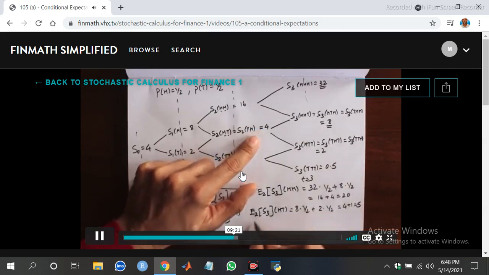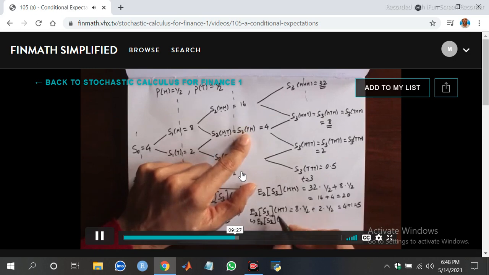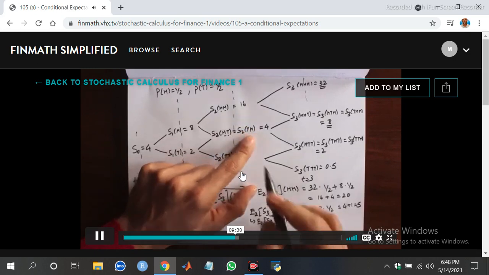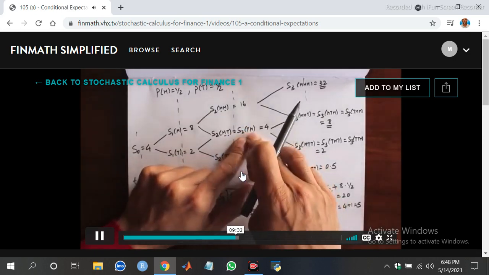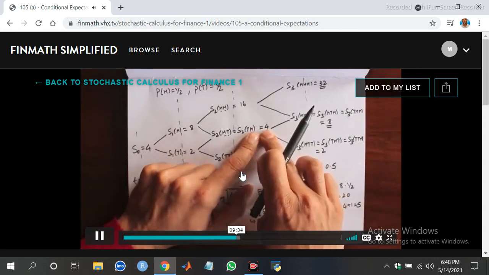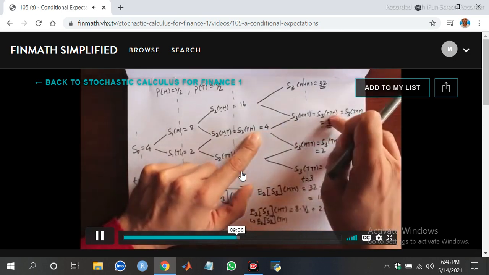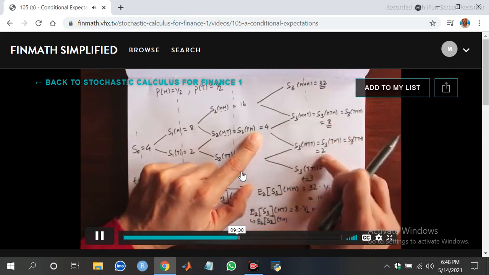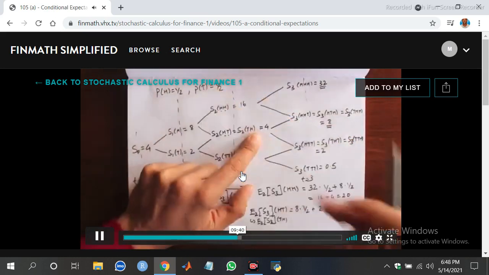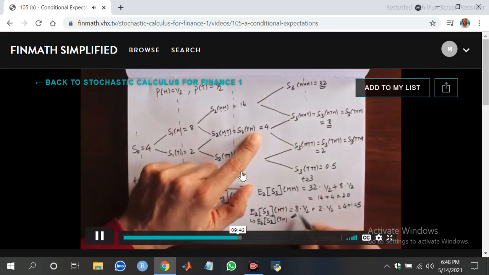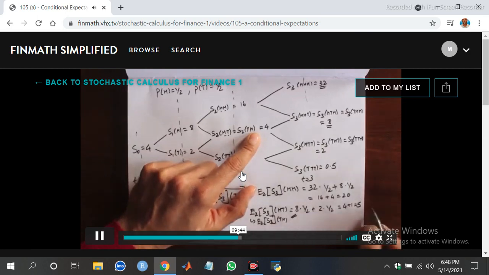And this would also be the same as the expected value of S3 if the first two coin tosses resulted in a tail-head. Because if it was a tail-head, we would be exactly at the same point, and in the next coin toss we could either get an 8 or a 2 with the probability of half. So this would be the same as this, okay?